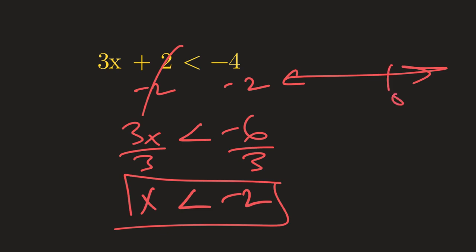Number line. 0 and negative 2. Open circle. Which direction? Values less than negative 2. Which way do you find values less than negative 2 on a number line? To the left. Okay? So a little bit more involved here. We're going to have to solve the inequality, and then we're going to graph that solution set. That's the thing that's a little bit tougher with inequalities, you're talking about sets of answers, ranges of answers.